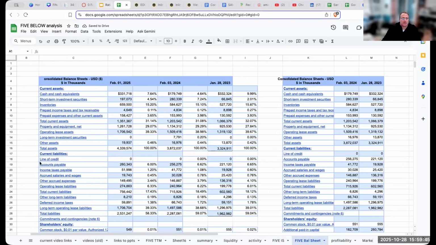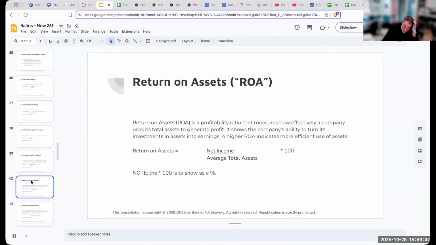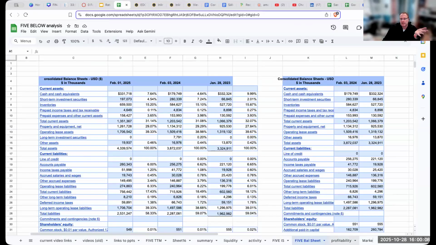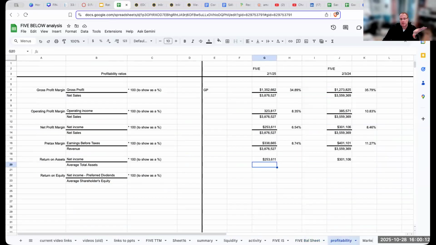Again, let's take a look at what the return on assets measures. The return on assets is a profitability ratio that measures how efficiently we are using our total assets to generate profit. It shows our ability to turn investments and assets into earnings. A higher ROA indicates a more efficient use of assets. Remember that one ratio by itself is not going to determine our fate. Rather, we have to go through and look at each one individually.